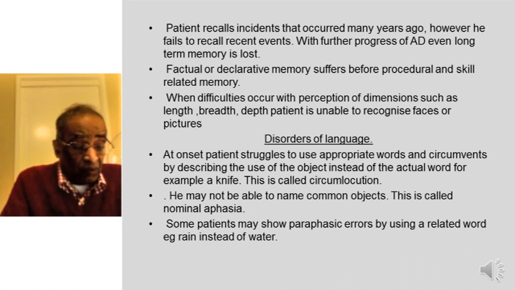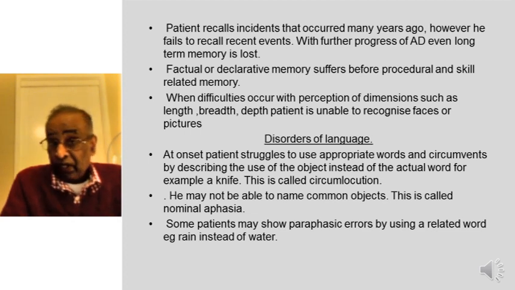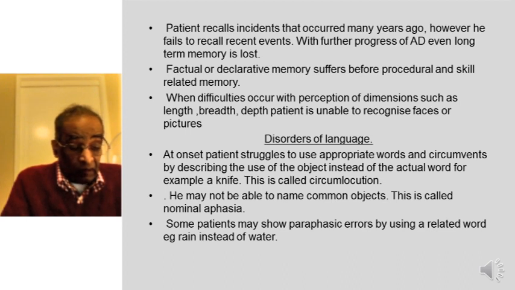When difficulties occur with perception of dimensions such as length, breadth, depth, the patient is unable to recognize faces and pictures. Disorders of language: at onset, the patient struggles to use appropriate words and circumvents this by describing the use of the object instead of the actual word, for example, a knife. This is called circumlocution. He may not be able to name common objects. This is called nominal aphasia.